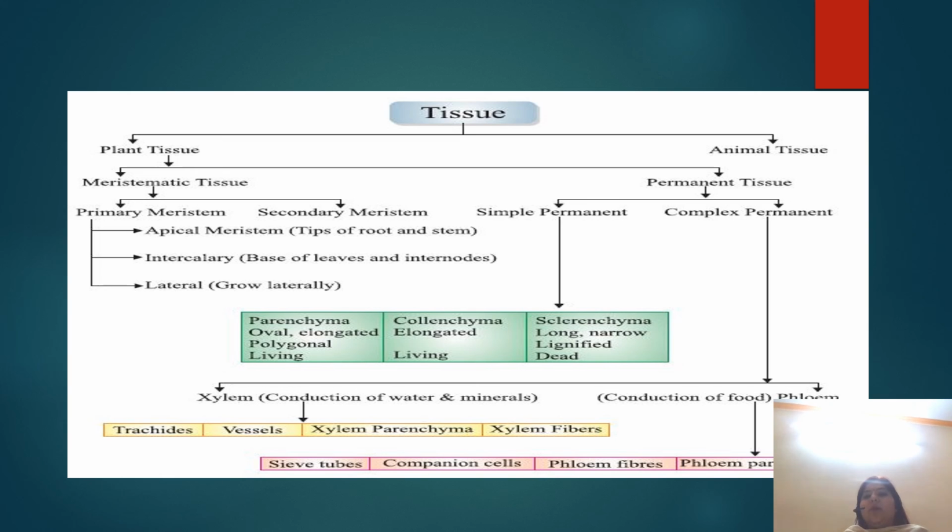Then we have complex permanent tissue, which is of two types, that is xylem, which is helping in the conduction of water and minerals, and phloem, which is helping in the conduction of food. We have studied that xylem is made up of four types of cells: tracheids, vessels, xylem parenchyma, and xylem fiber. And phloem is made up of four elements, that is sieve tubes, companion cells, phloem fibers, and phloem parenchyma.